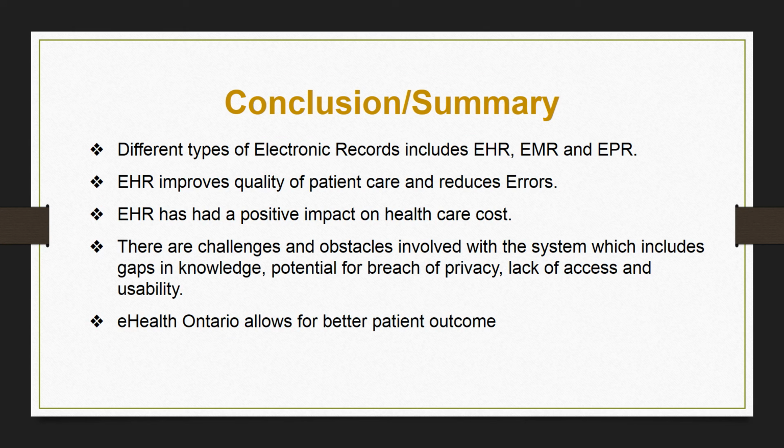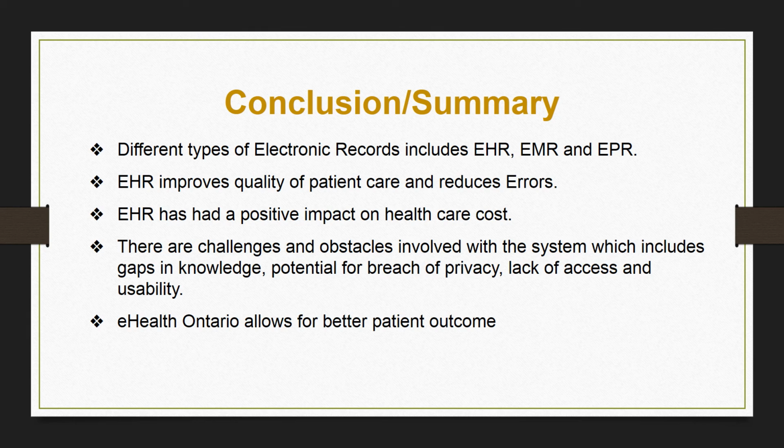In conclusion, there are different types of electronic records, which include the electronic health record, electronic medical record, and electronic patient record. To review, the electronic health record refers to the longitudinal electronic base record that is used and collected over time in multiple locations. Electronic medical record and electronic patient record are usually used interchangeably, and they're both defined as an electronic record that collects patient data used in a single organization such as a hospital or clinic setting.